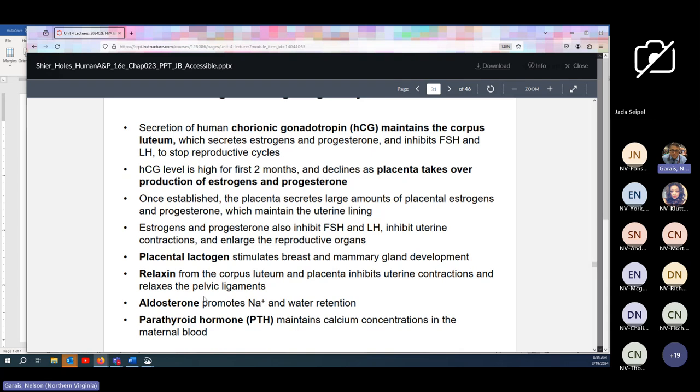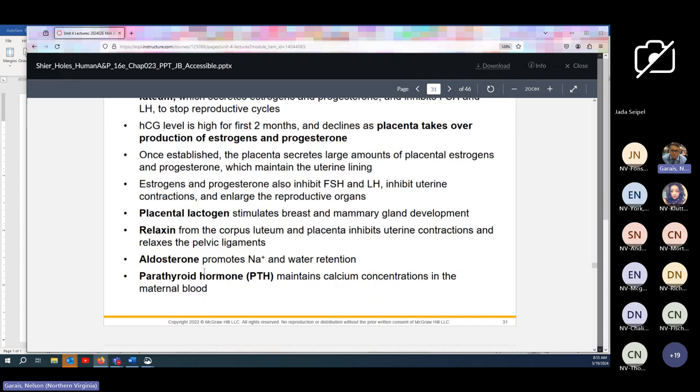Another thing that also happens during pregnancy, we have oxytocin that will ramp up or stimulate uterine contractions, but we also have relaxin that will do what to the uterine contraction? Inhibit it, okay? Because you can't just have push, push, push all day. Eventually it has to relax. Aldosterone, we already know. Sodium and water retention. Parathyroid hormone, we already know.